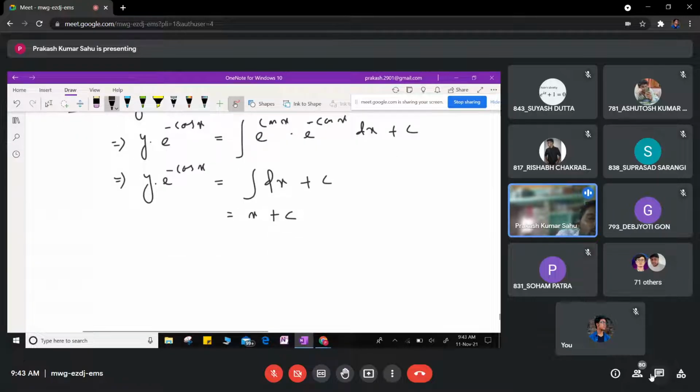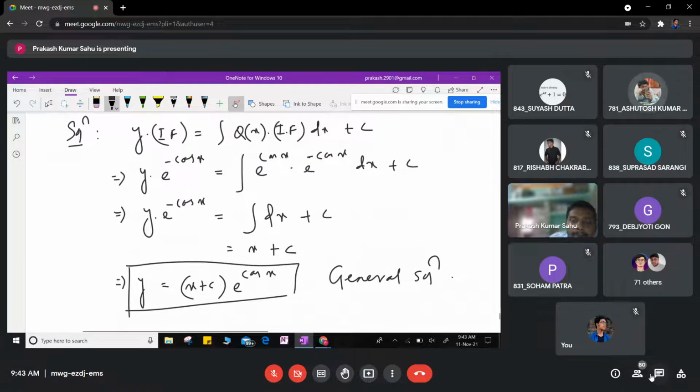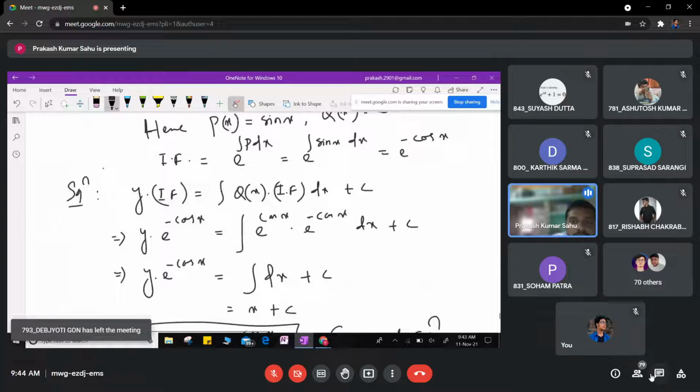Again, if you find y, this is nothing but (x plus c) into e to the power cos x. So this is your solution. This is your general solution. Is it correct? Yes, sir. Okay. So the initial condition given is here.